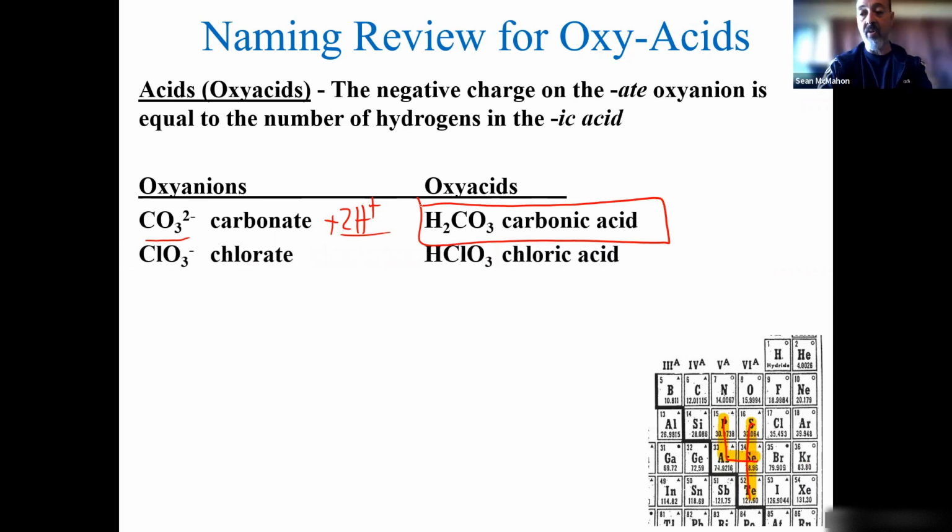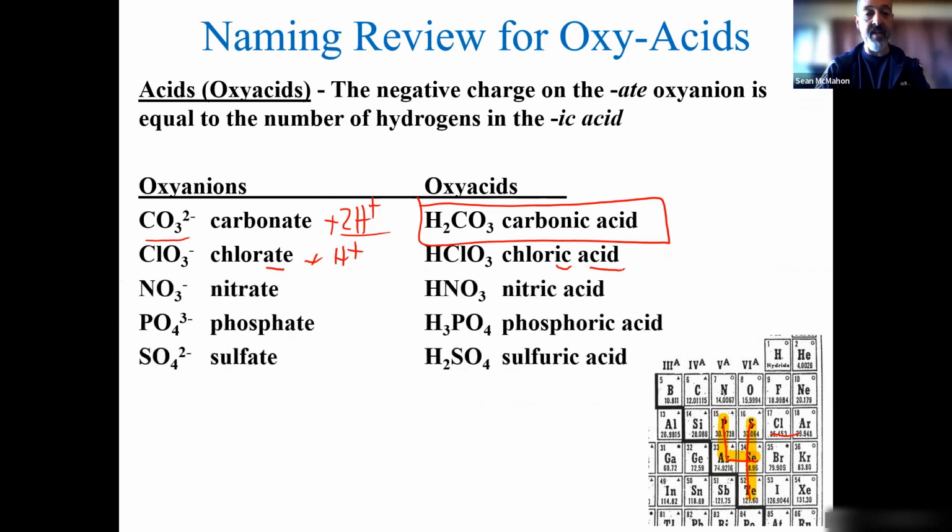Chlorate. So chlorate is not on the 4. Chlorine's not on the 4, so it has 3 oxygen. It's got a -1 charge, so I only need to add 1 proton, so it's a monoprotic acid, and the ate ion gives me the ic acid.